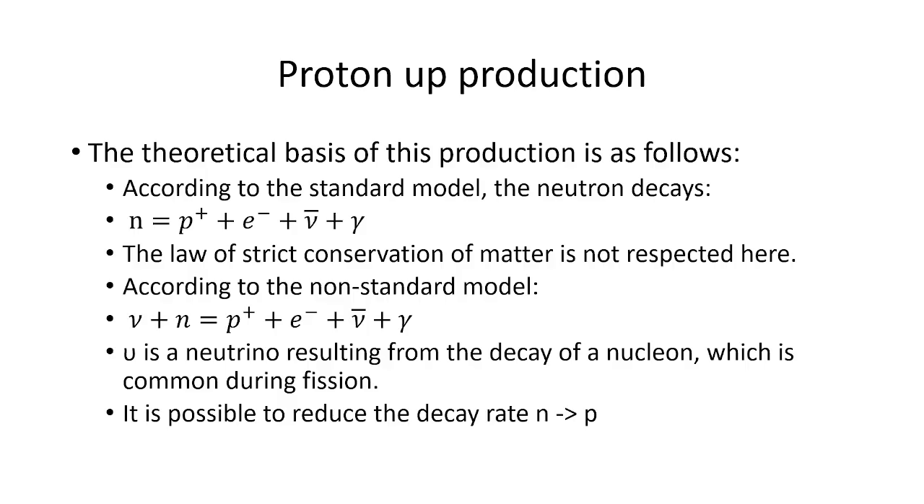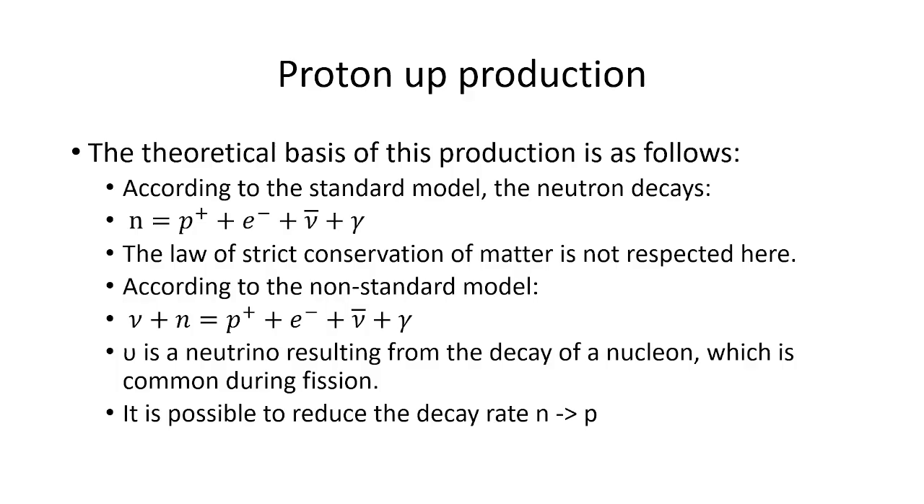Proton up production. The theoretical basis of this production is as follows. According to the standard model, the neutron decays: the neutron becomes proton plus electron plus anti-neutrino plus gamma. The law of strict conservation of matter is not respected here.